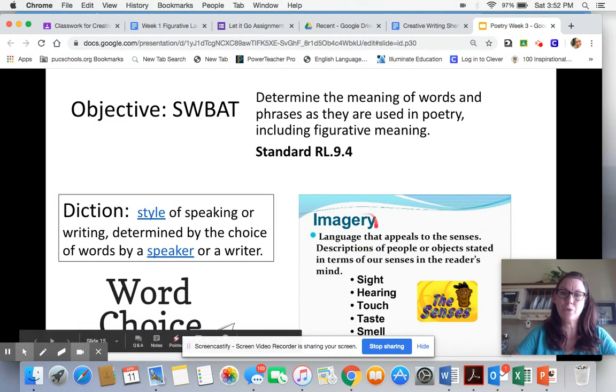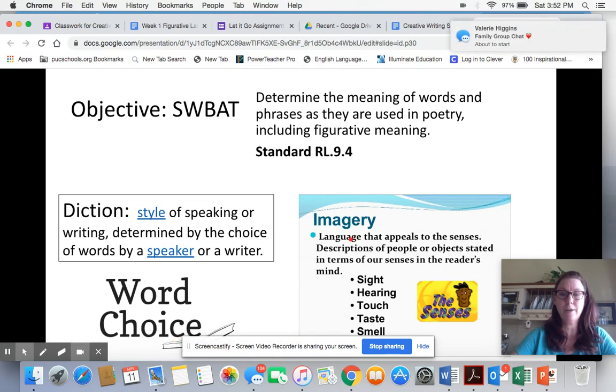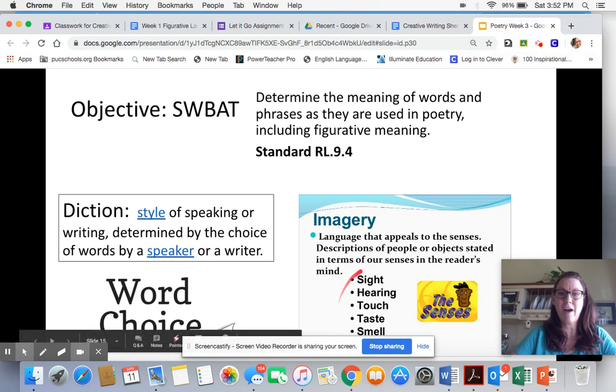And then imagery. Imagery is not anything new. This is another term that we went over in our Of Mice and Men unit for English 9. It's, again, referring to the 5 senses: sight, sound, touch, taste, and smell, and how this language that appeals to the senses adds description of people or objects stated in terms of our senses, and it creates that image or that sense of feeling in the reader's mind.